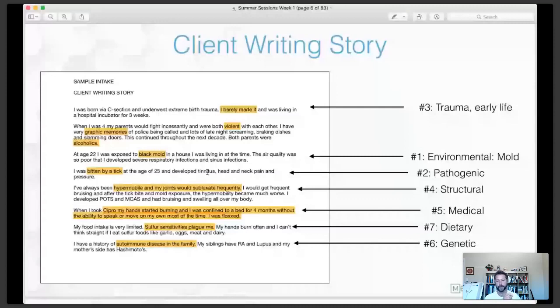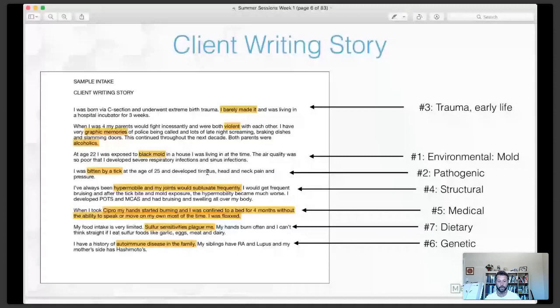And what I do is I go over their story with a highlighter, and I pick it apart. I say, okay, black mold, there's your environmental trigger, number 1. That's your 7 mechanism, number 1. Okay, here, bitten by a tick, high probability for pathogenic vector, Lyme, etc. Okay, trauma early life, barely made it when I was born, etc. Violence, there's trauma, boom. That's number 3.